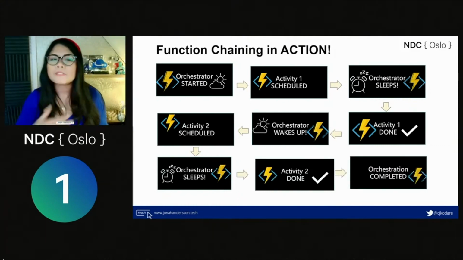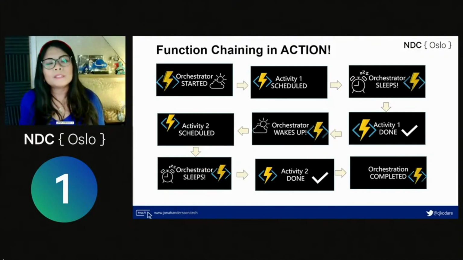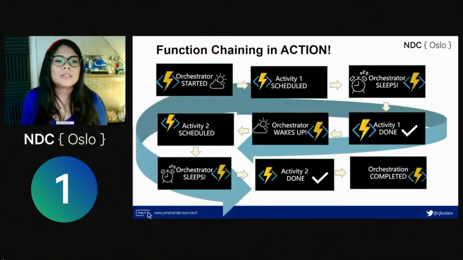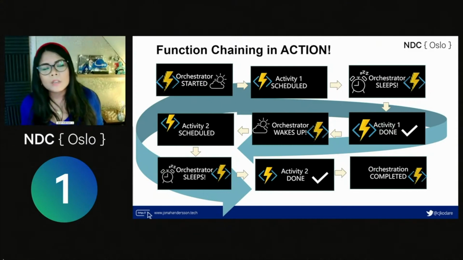But that's only the first set. When another event or another trigger happens, the entire process or the entire workflow will be replayed. So the orchestrator just waits for the next event to come. So this is a function chaining pattern example in action.